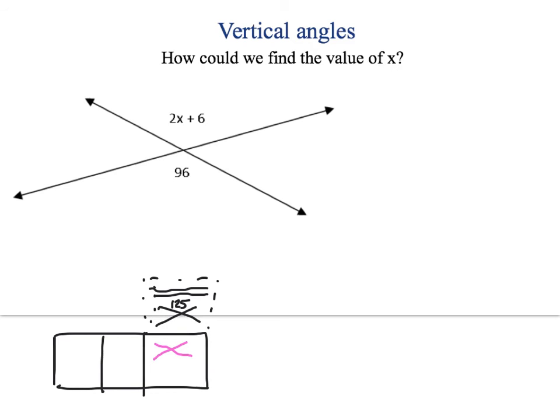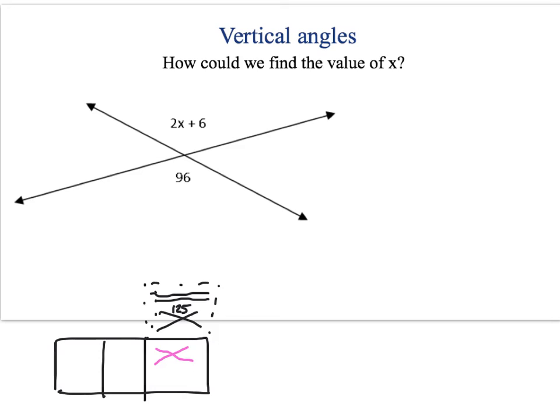Alright, so now again, we're going to use algebra to figure out the value of x. With vertical angles, I know vertical angles are congruent. They're equal to each other. So the angle 2x plus 6, since these are vertical angles, they share the same vertex, that has to be equal to 96, because its vertical angle here is 96. They're across from each other, and they share that vertex.